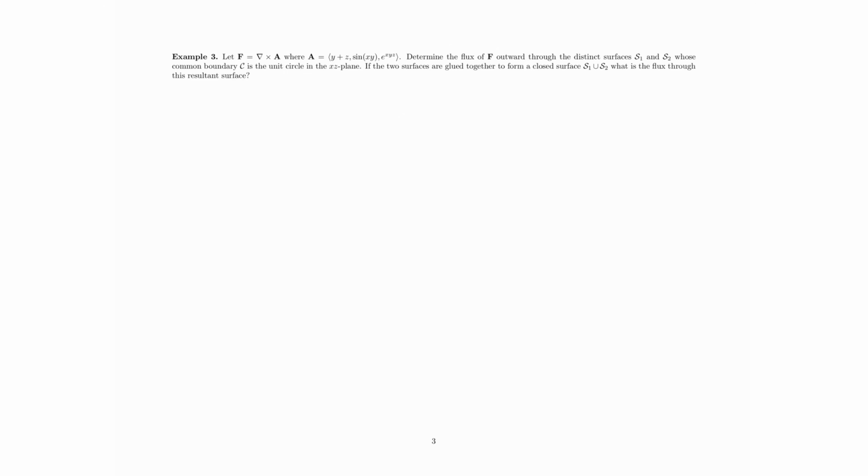All right, so this last example, example 3, we are asked to calculate the flux of F. And they tell us that F is the result of taking the curl of some other known vector field A, which is actually given to us. So F is the curl of some vector field A. Call this A vector potential. So we want to know the flux of F outward through these two distinct surfaces whose common boundary C is the unit circle in the xz plane.